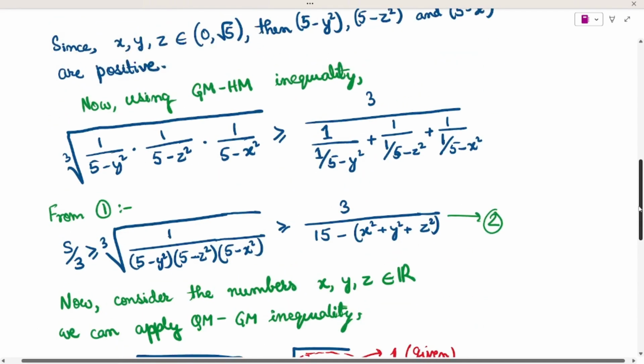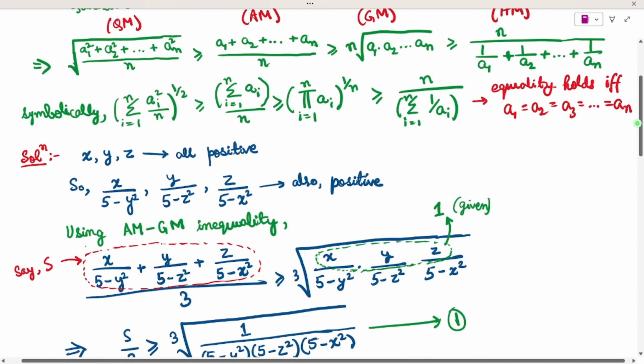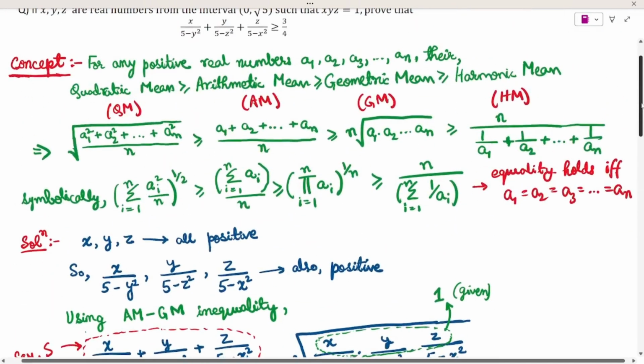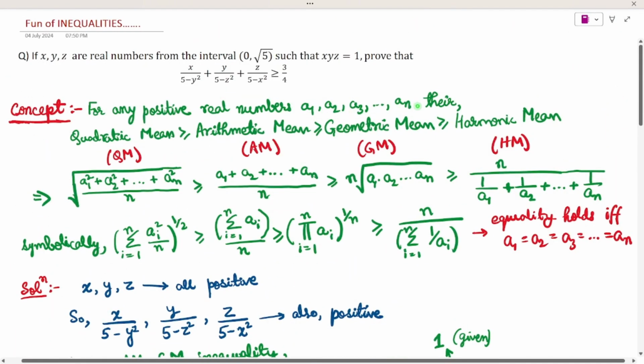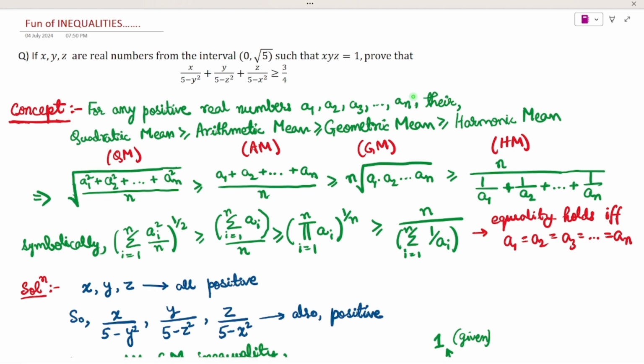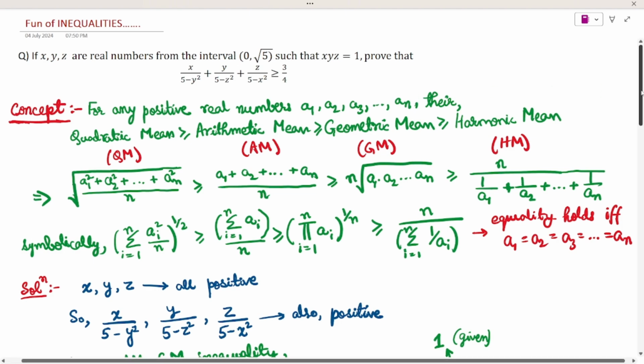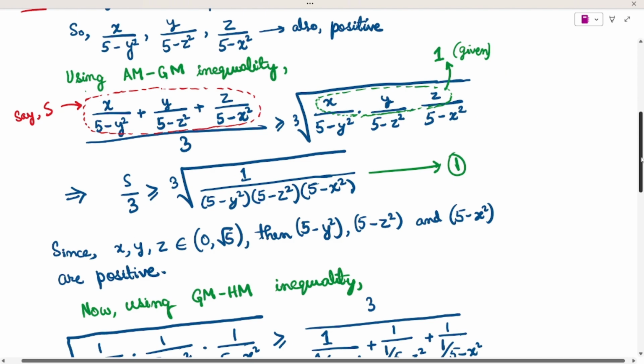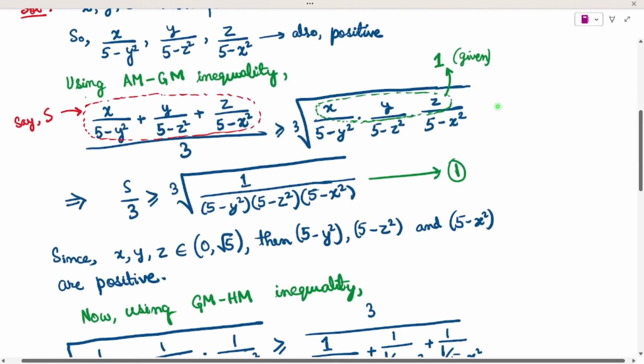So we just used the same concept over three different sets of variables to get the solution. What was important in this question was to identify our positive real numbers a1, a2, a3, an. Though here we have only used three variables, what is important is that you try to identify what would be those a1, a2, and a3 that we are going to use here. In the first AM-GM inequality, we used a1 as x by 5 minus y squared, and we used these as a1, a2, and a3.